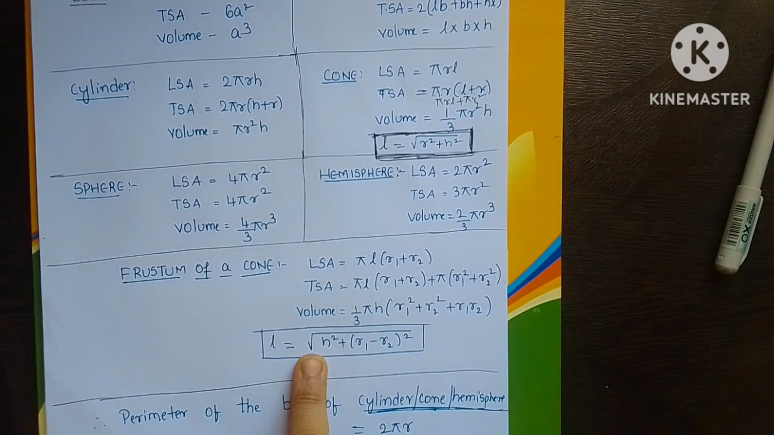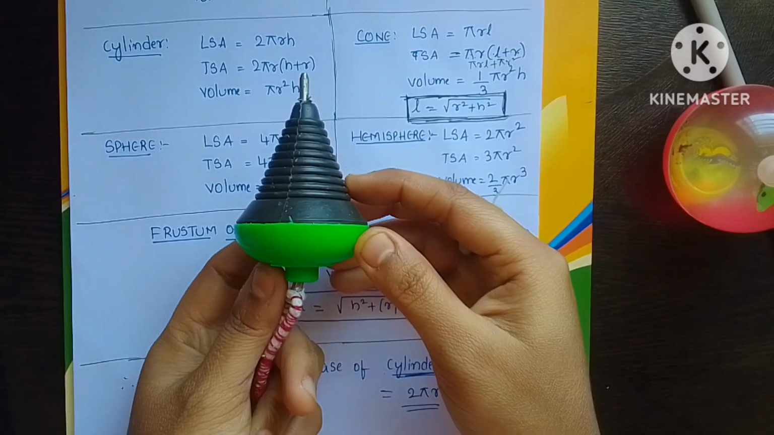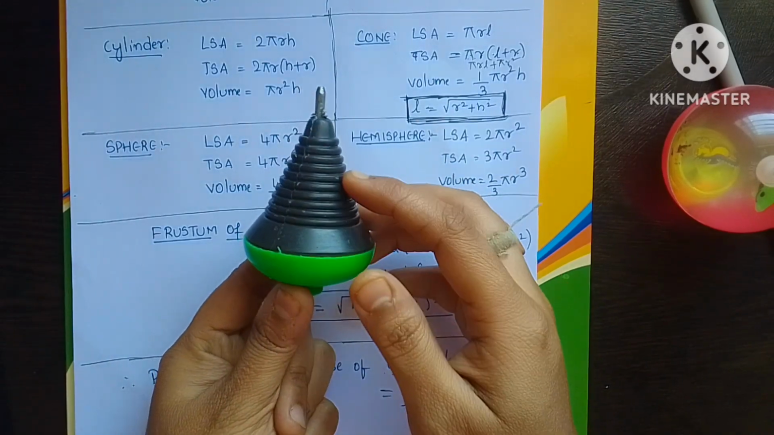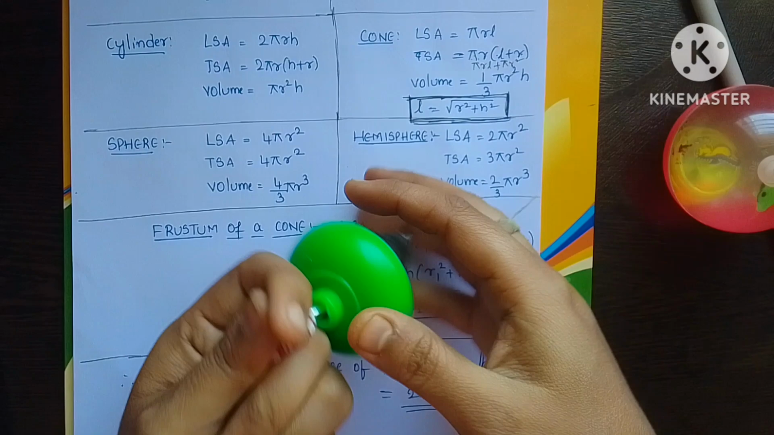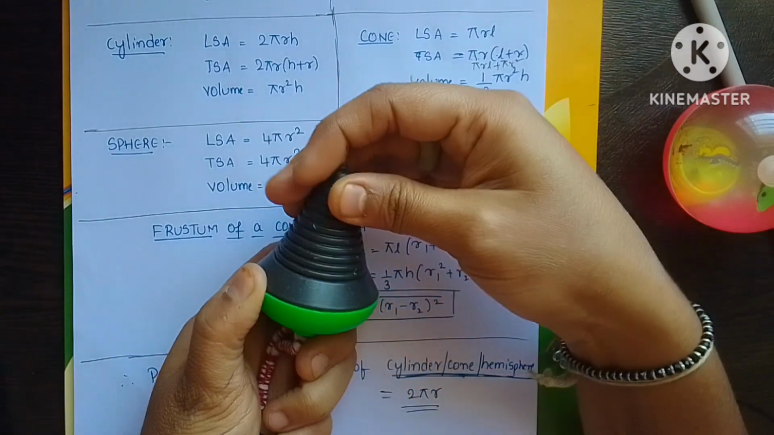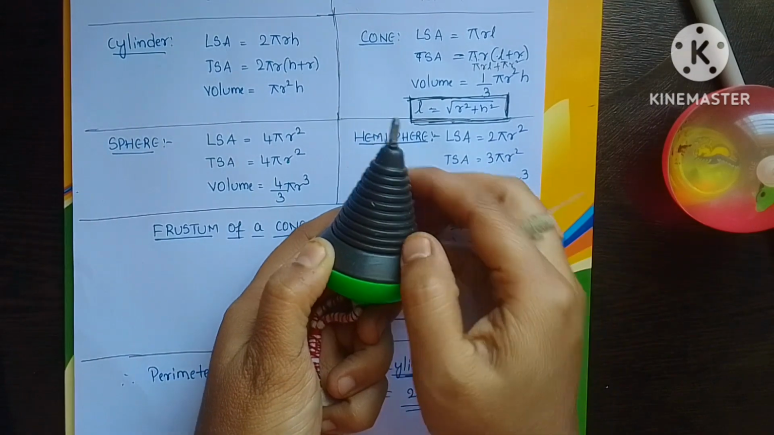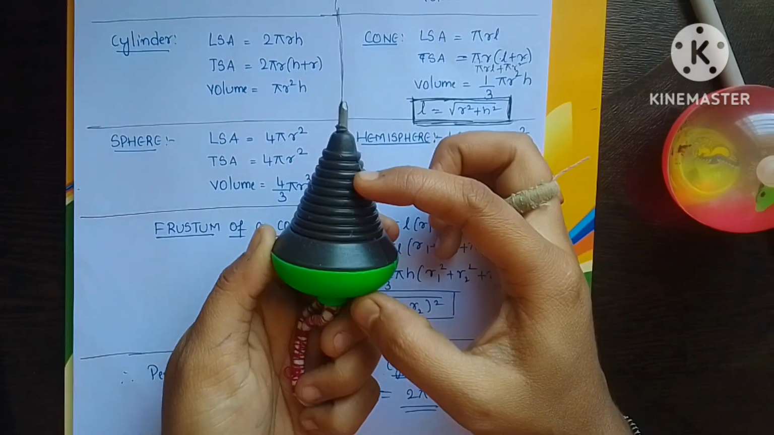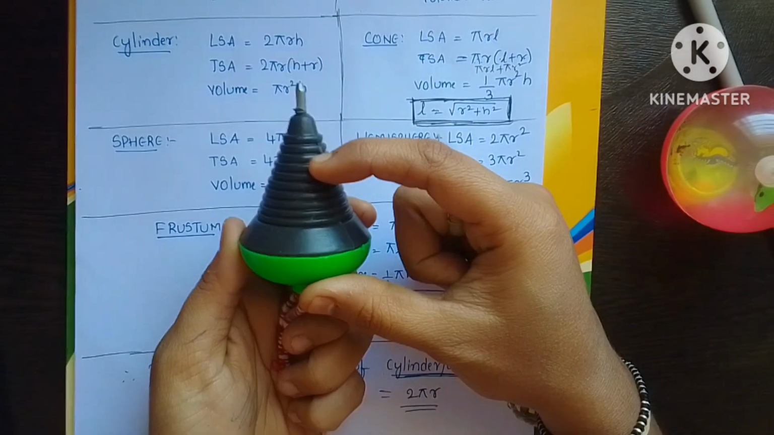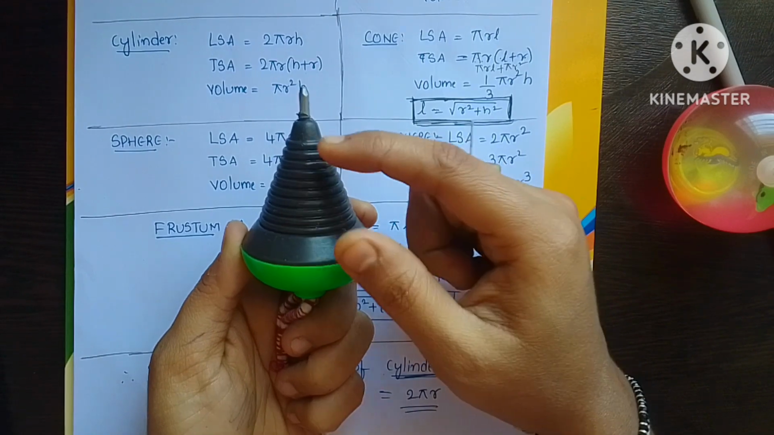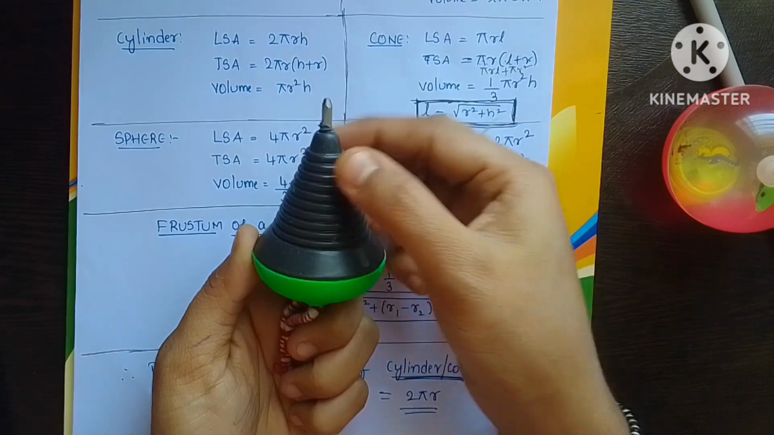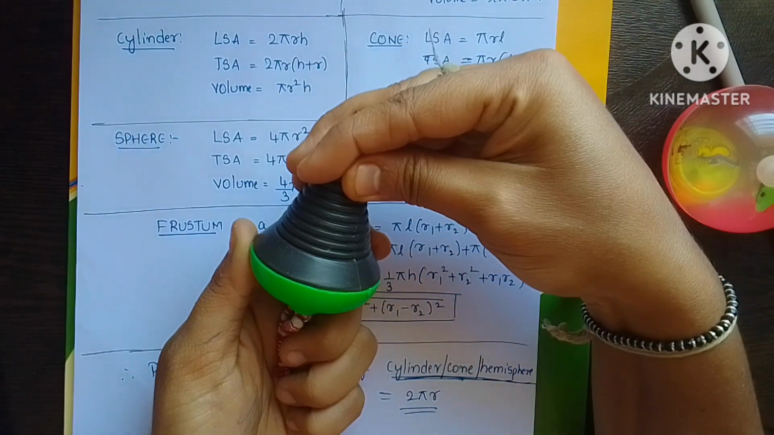Next we come to the frustum of the cone, very important. Why I am doing this: this is the cone, and I am cutting at the top. Cutting at the top means you will get a small circle shape here. So it will be like this, this much will be the length, and the open end will be in the circle shape if you cut this one.